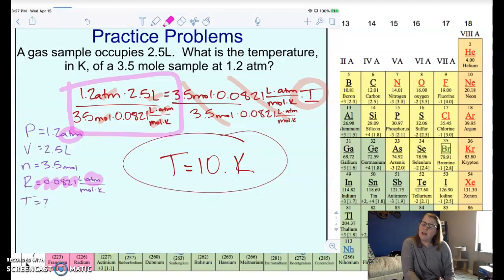What do you think? 10 Kelvin, hot or cold? Cold. Remember, 0 Kelvin is the temperature that is absolute zero, and that is the temperature in which all particles stop moving. So if this truly were a gas at these conditions, it would be very, very chilly.